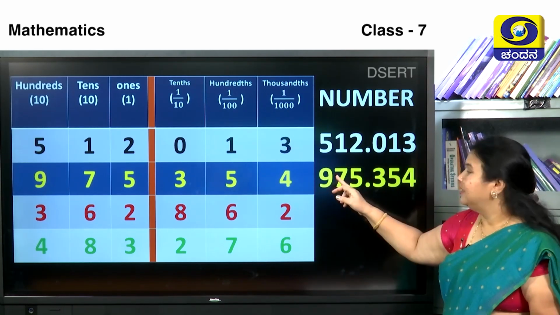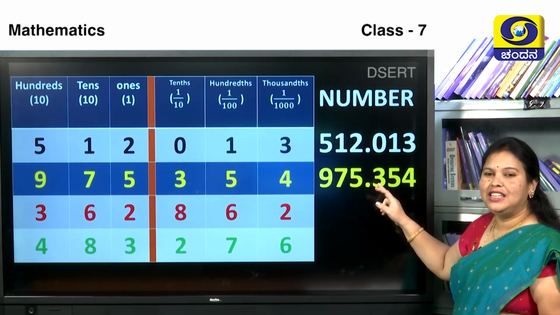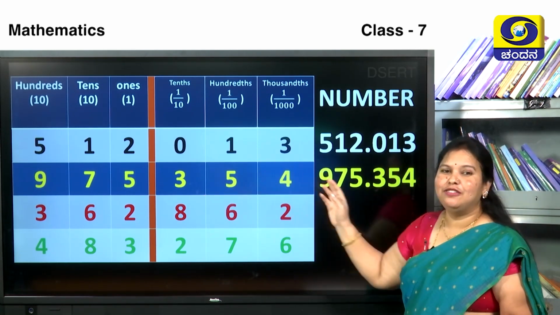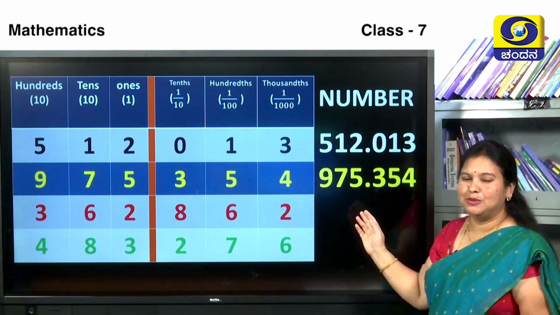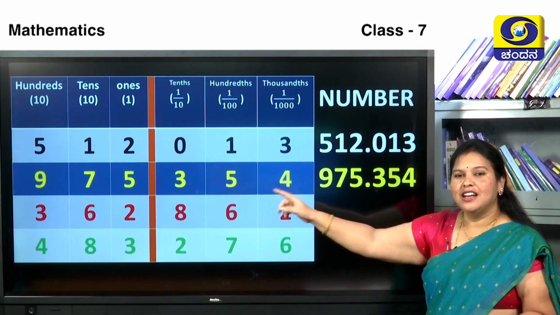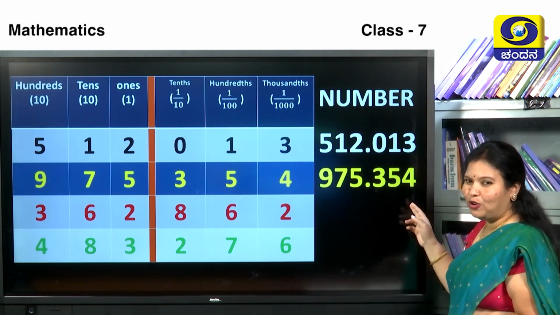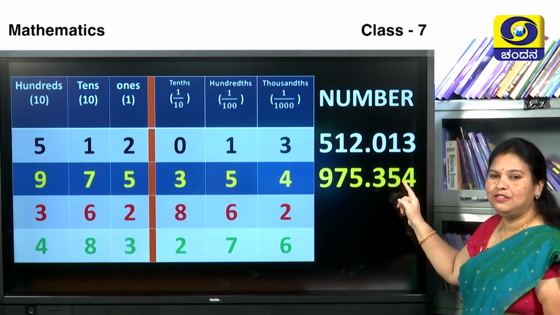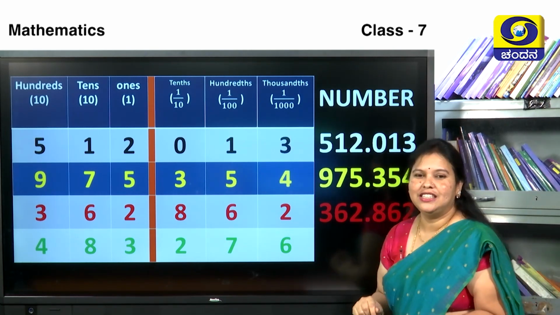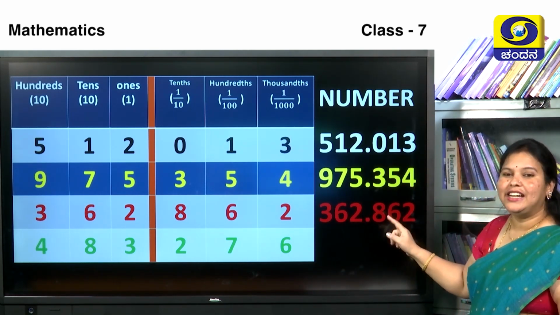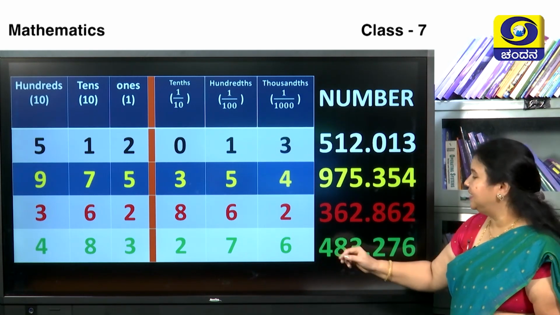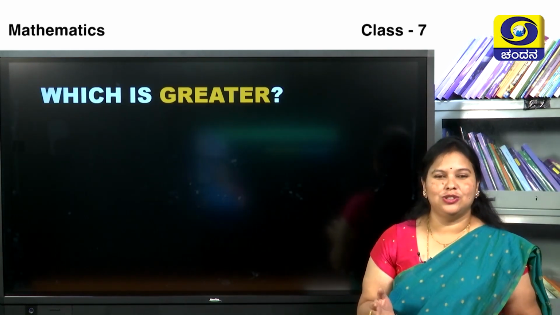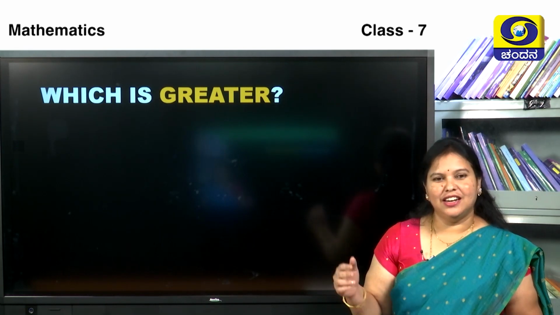Do one thing, you also say along with me so that you can practice how to read the decimal numbers. Second one is 975.354. Here 9 is in hundreds place and 7 is in tens place and 5 is in unit place. After the decimal point, we have 3 in tenth place and 5 in hundredth place and also 4 in thousandth place. So, we have to read like this: 975.354. We will see the next one. How to read it? 362.862. We will see the next one. It is 483.276.